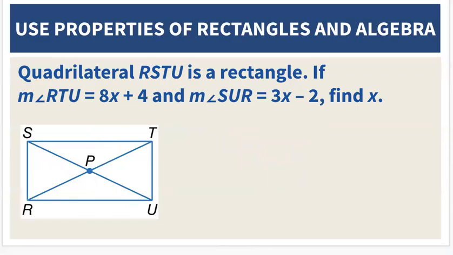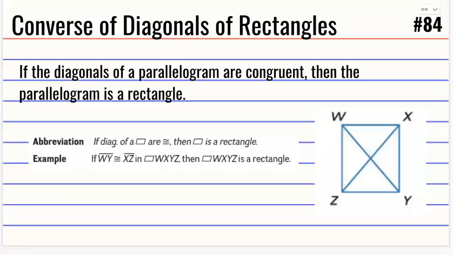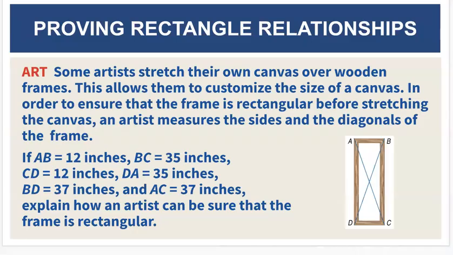So we know the diagonals of a rectangle are congruent. So if the diagonals of a parallelogram are congruent, then we can say that it is a rectangle. So the converse is true. Okay.